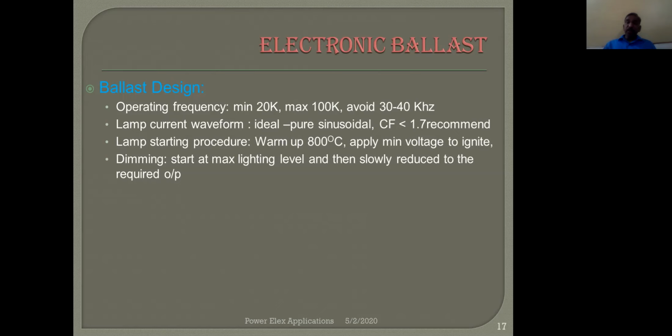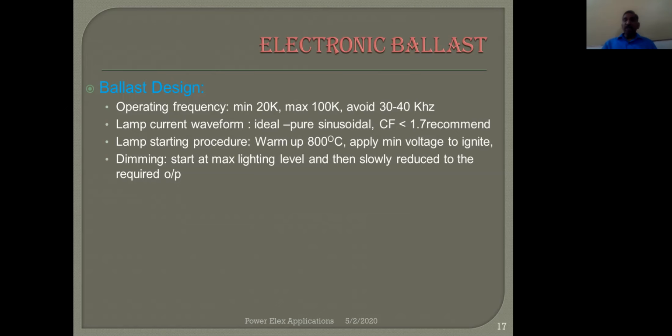For starting the lamp, warm it up to 800 degrees centigrade. Means the electrode has to be heated up to 800 degrees centigrade and apply minimum voltage to ignite so that at this higher temperature, the lamp will glow. And during dimming, start at max lighting level and then slowly reduce the output level. We should not start dimming initially because the discharge lamp has to glow fully first, and in order to glow it fully, you need a warm-up phase and a breakdown.